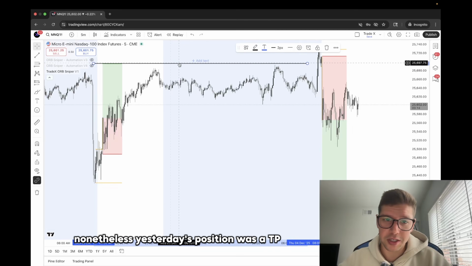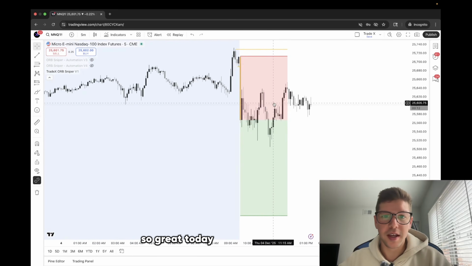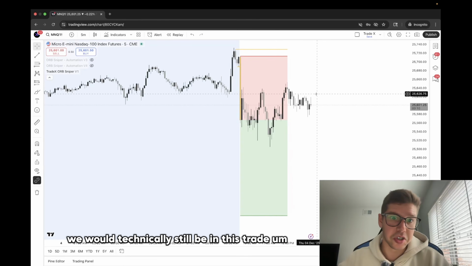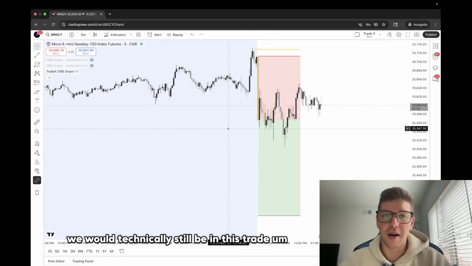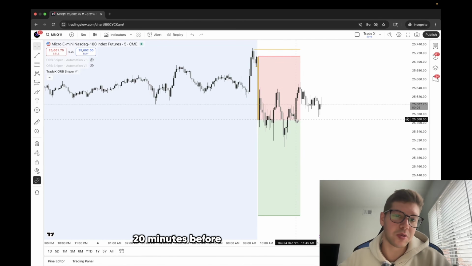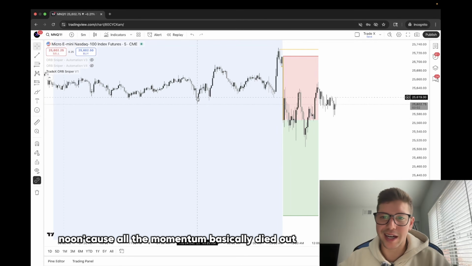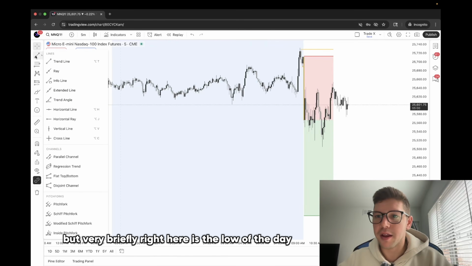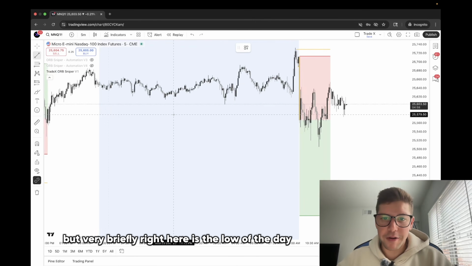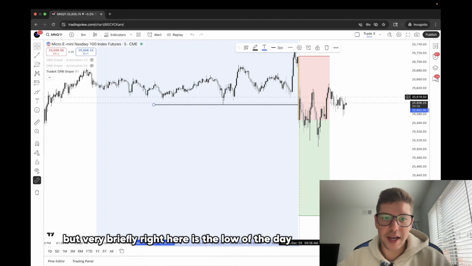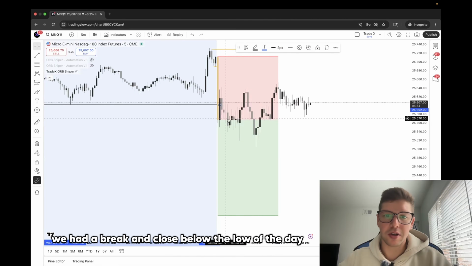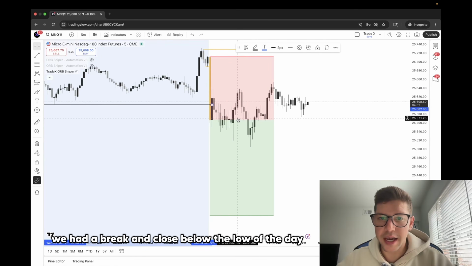Nonetheless, yesterday's position was a TP, so great. Today, we would technically still be in this trade, but I exited about 20 minutes before noon because all the momentum basically died out for the most part. But very briefly, right here is the low of the day. As you can see, we had a break and close below the low of the day.